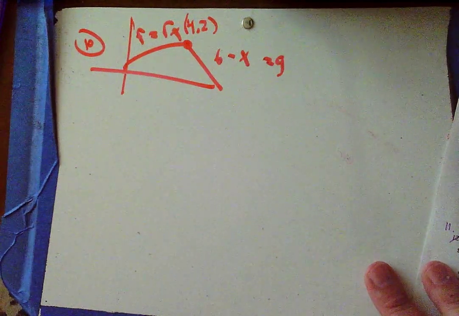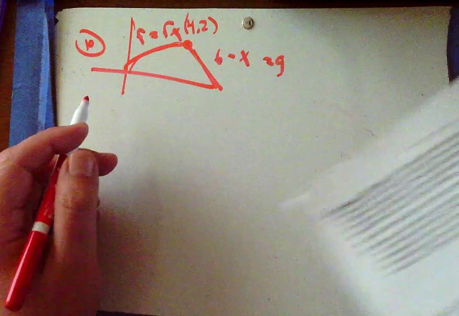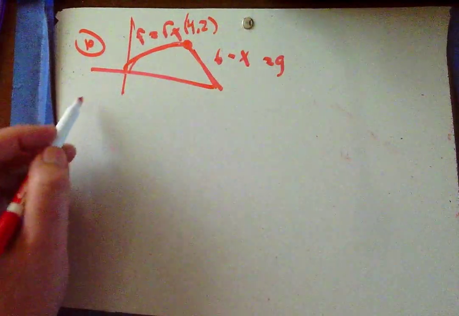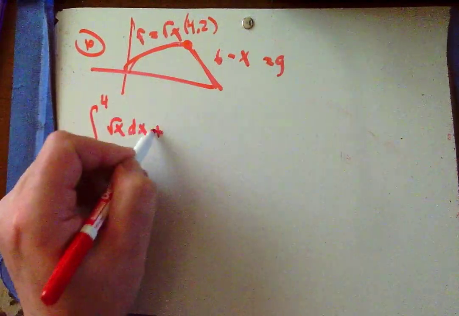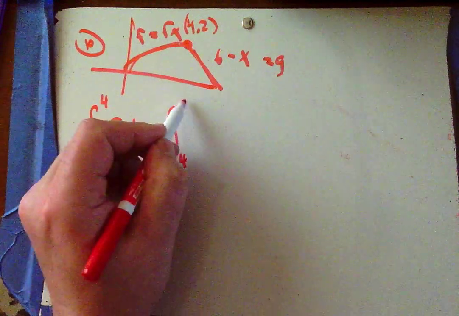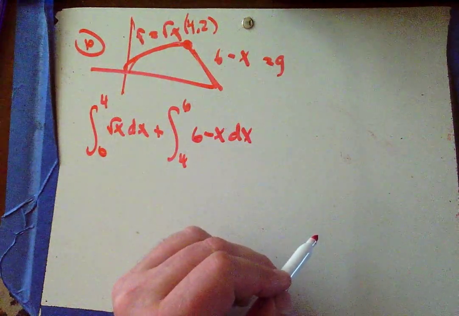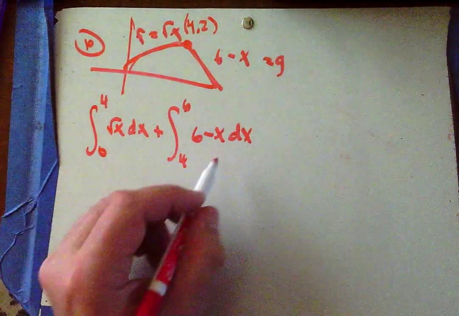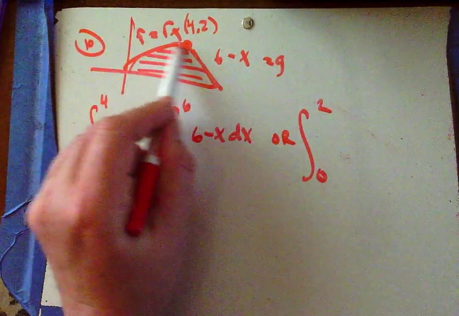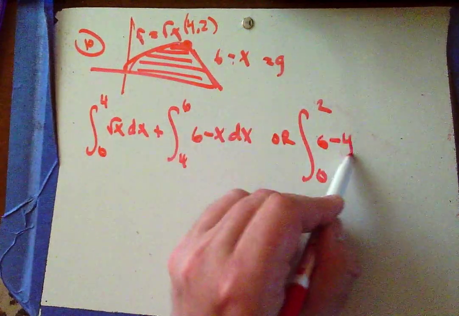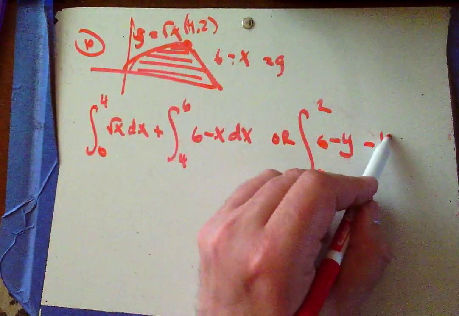Again, I wanted to do right minus left. You're welcome to do this as the integral from 0 to 4 of square root of x dx plus the integral from 4 to 6 of 6 minus x dx to find that area, but I'm going to do this as the integral from 0 to 2, because I'm going to go this way, and this is 6 minus y minus, solve this for x, and I get y squared, dy.